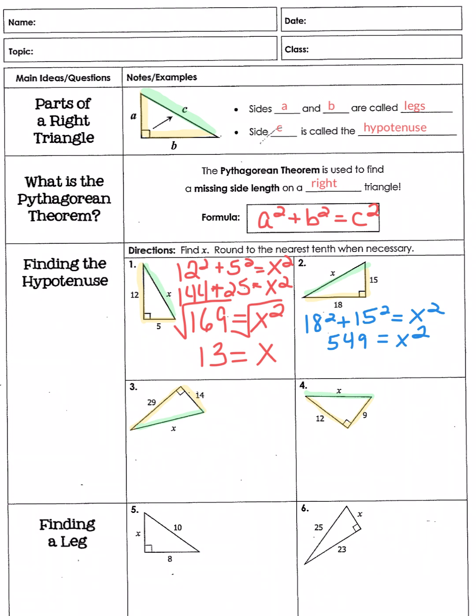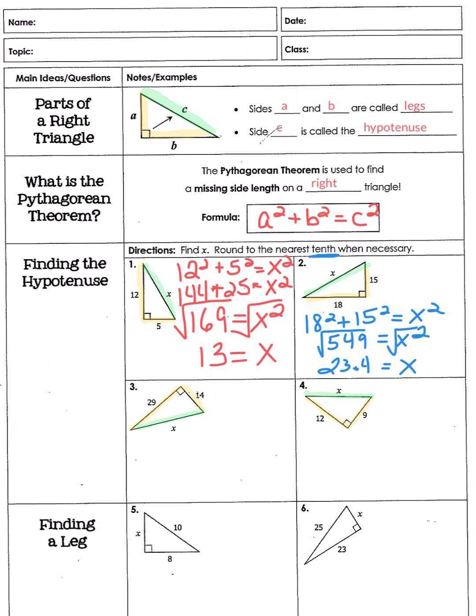So don't forget to check your notes from yesterday how to find a square root. And we should get 23.43. When we do our square root, it does say here round to the nearest tenth when necessary. So again, my calculator keeps going 23.4307, but I'm going to do 23.4. Remember, the tenths place is the place right after the decimal point.